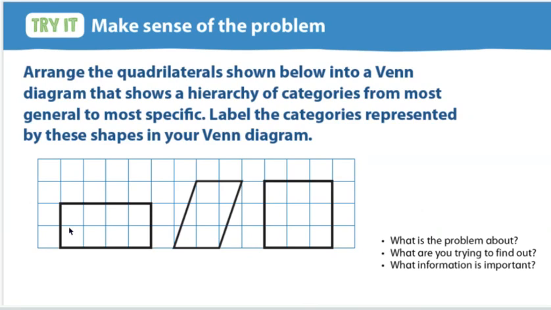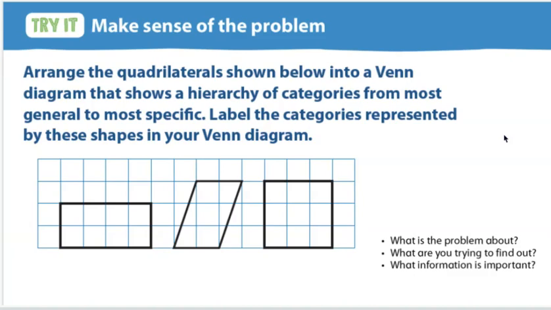Taking a look, you can see this is our try it section. Here you're being asked to make sense of this problem and see what you can create in your workbooks. As I'm reading this over, you want to remember to think about what is important in the problem. What are we trying to figure out? And what information is important? You can see those three questions down there that you want to ask yourself as you are completing this task. It says, arrange the quadrilaterals shown below into a Venn diagram that shows a hierarchy of categories from most general to most specific. Label the categories represented by these shapes in your Venn diagram.